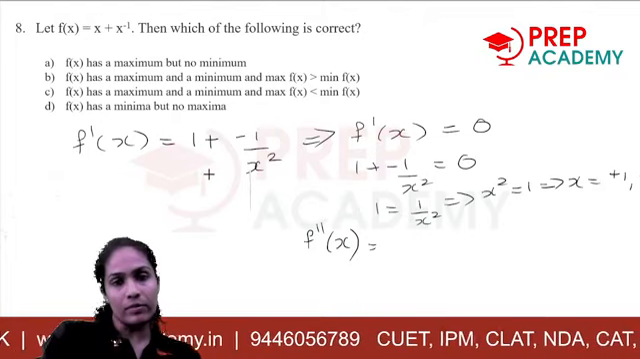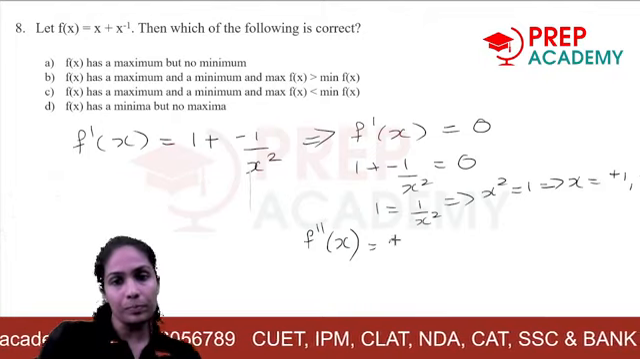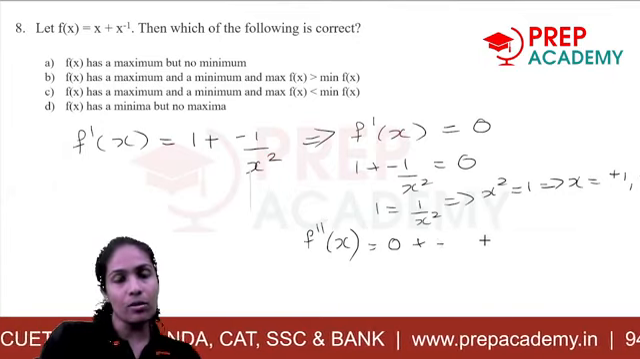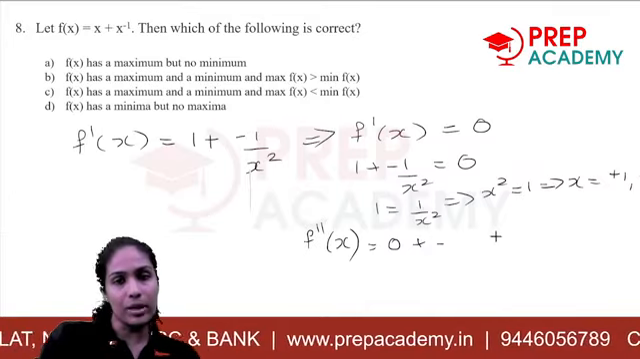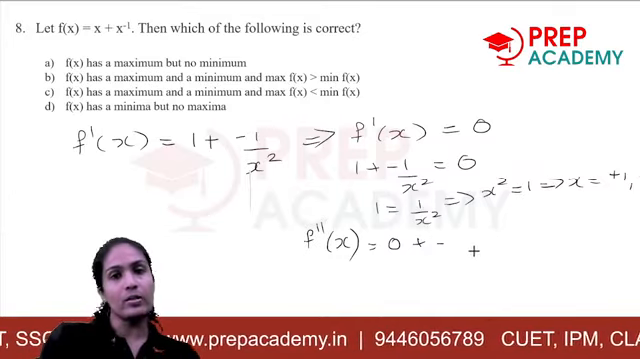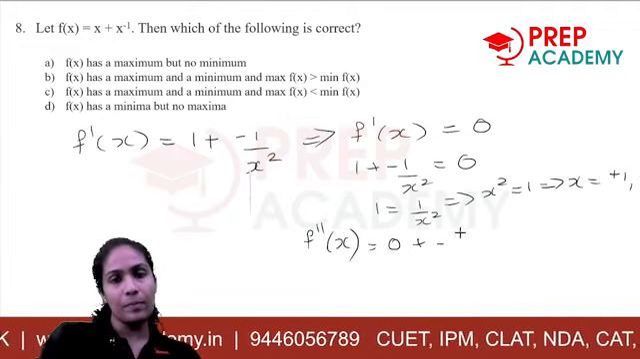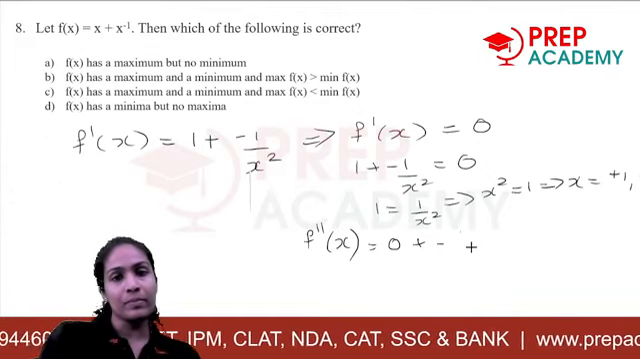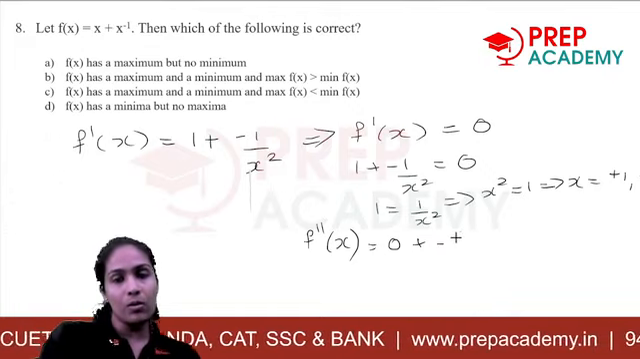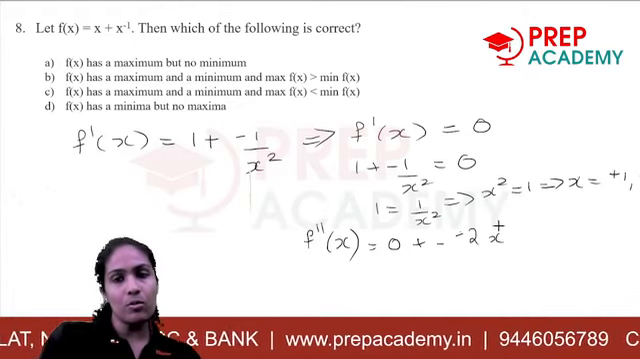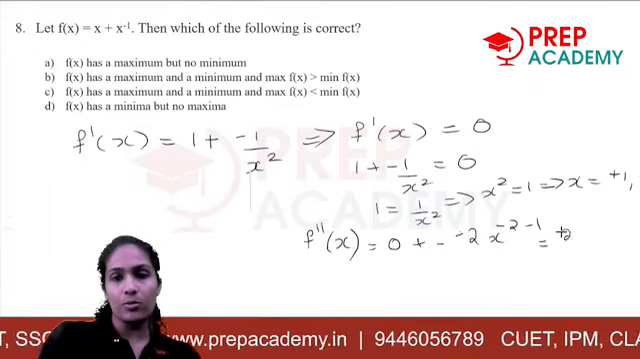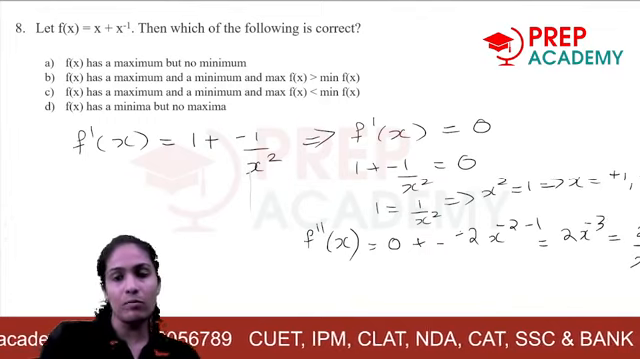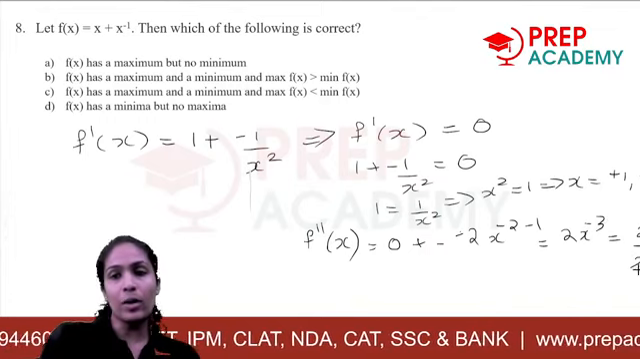On differentiating the first derivative again, the derivative of 1 is 0, plus the derivative of minus 1 by x square, which is minus x raised to minus 2. Sorry, the derivative of x raised to n is n x raised to n minus 1. So minus minus 2 x raised to minus 2 minus 1, which implies 2 x raised to minus 3, which is equal to 2 by x cube. X raised to minus 3 means 1 by x cube. So the second derivative is 2 by x cube.